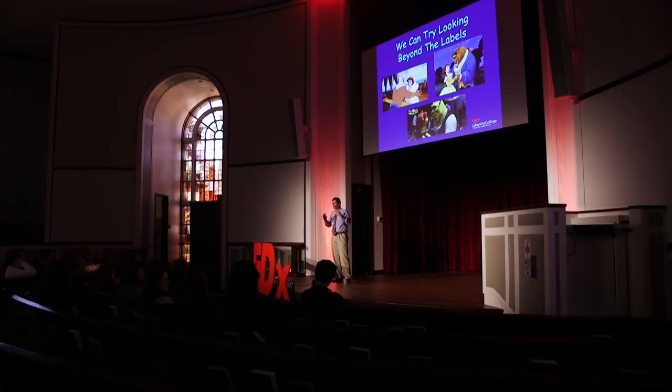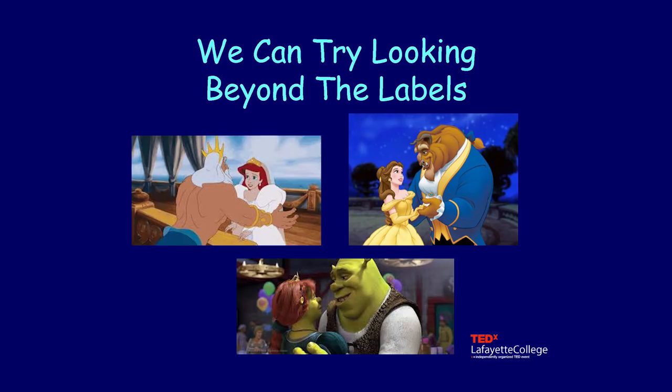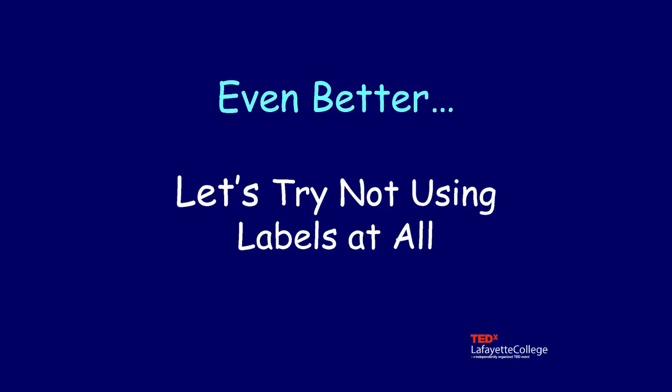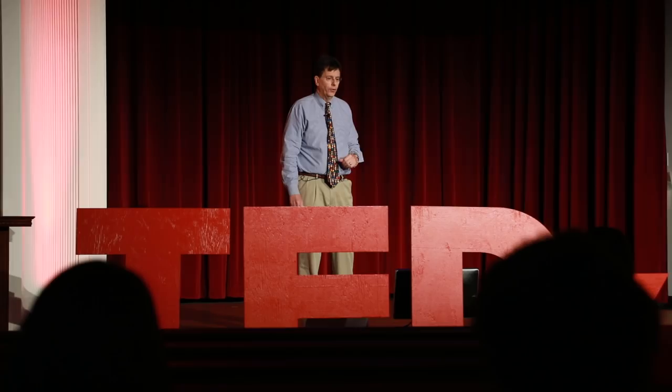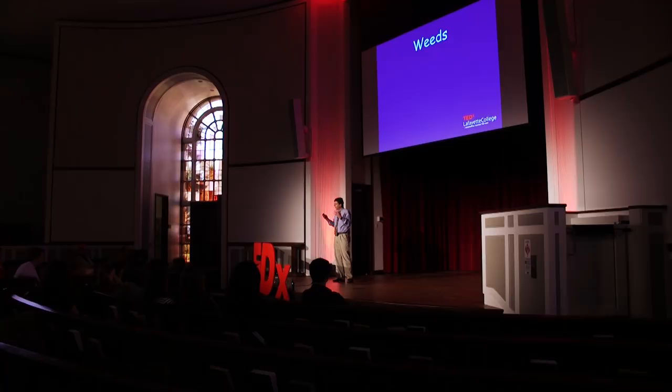But you know what? It's really hard. Once the labels are out there, and when you look at these pictures, I see ogres and beasts and merpeople. So it's really hard to not use the labels once they're out there because they're powerful, they're automatic, and they're resistant to change. So even better, we might try not using the labels at all. So my example here is I've chosen weeds. And I chose it because I think it's a universally negative label. We don't like weeds, they're unsightly, we try to get rid of them. In the United States, we spend tens of millions of dollars every single year trying to banish weeds from our gardens, from our lawns. They're just a big nuisance, okay?